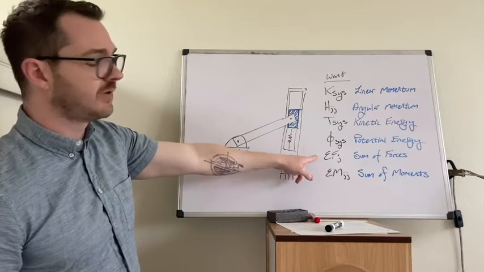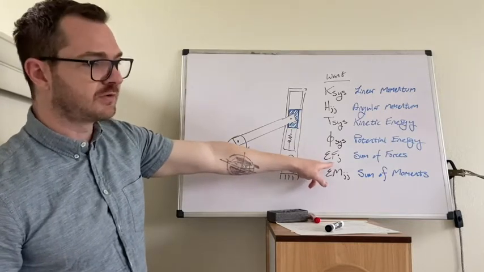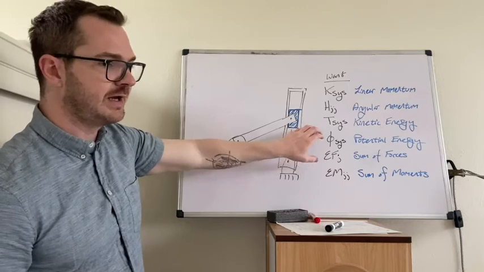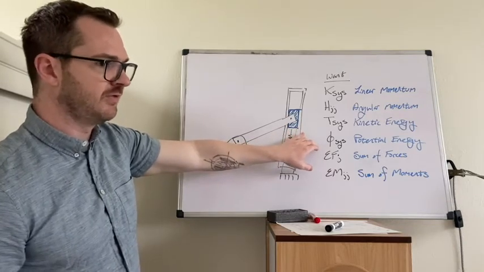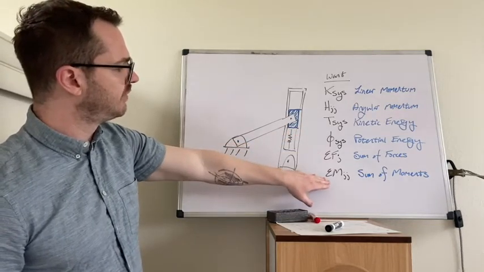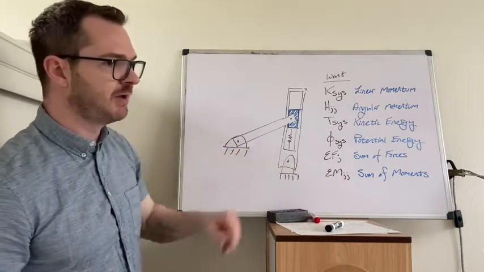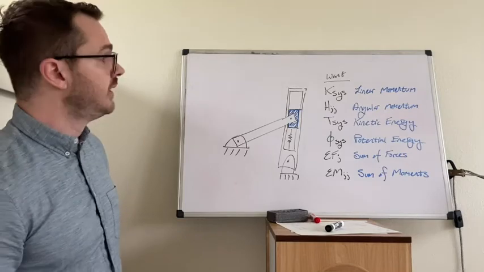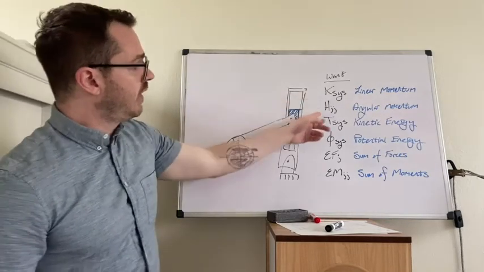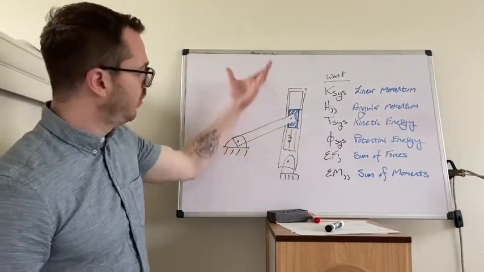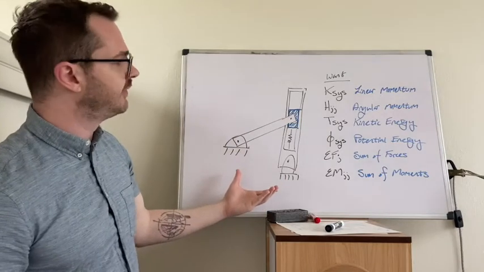I want sum of forces. Again, I use this subscript J. This means I want sum of forces on A, sum of forces on B, sum of forces on C, right? I want sum of moments J about J. So again, sum of moments A about A, B about B, C about C. If we want these quantities, what here in the problem do we have to define?